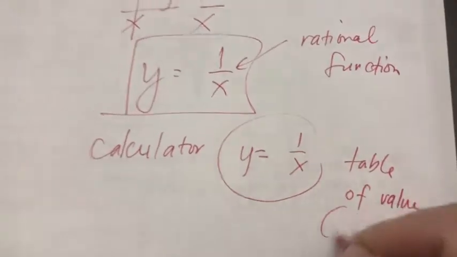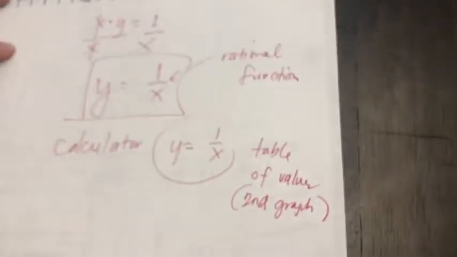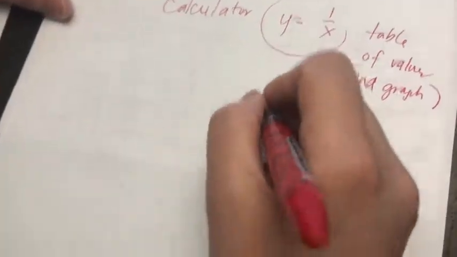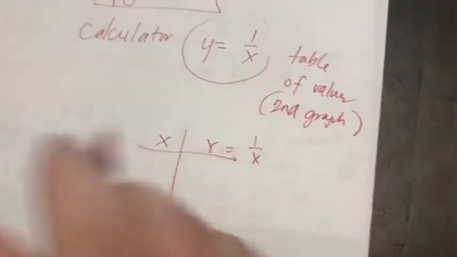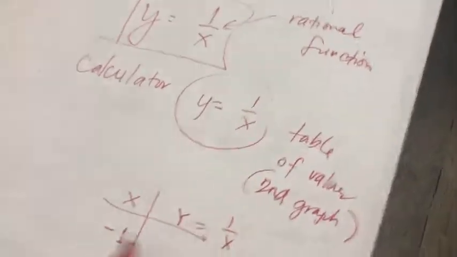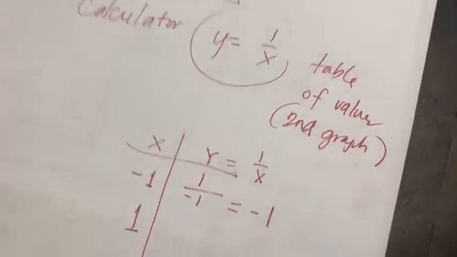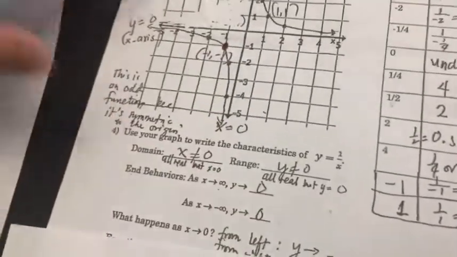Put it in y equals, and then you check the table of values by doing second graph. Okay? Or you can do it by hand. So if you're going to do it by hand, this is 1 over x. I want you to include -1 and 1, okay? So if this is -1, for example, 1 divided by -1, so that's -1. So on the graph, you'll see there is -1, -1. See this point here? Okay?